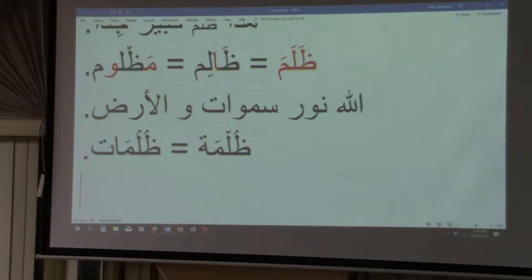So the root word of ظلم is to oppress, and the root word of darkness is ظلم, the same root. The difference is what? Ta marbuta. So now here we have the hadith of Rasulullah sallallahu alayhi wasallam, who says: الظلم ظلمات يوم القيامة. Okay, I'll write for you the word and we stop here inshallah. So we have here الظلم.